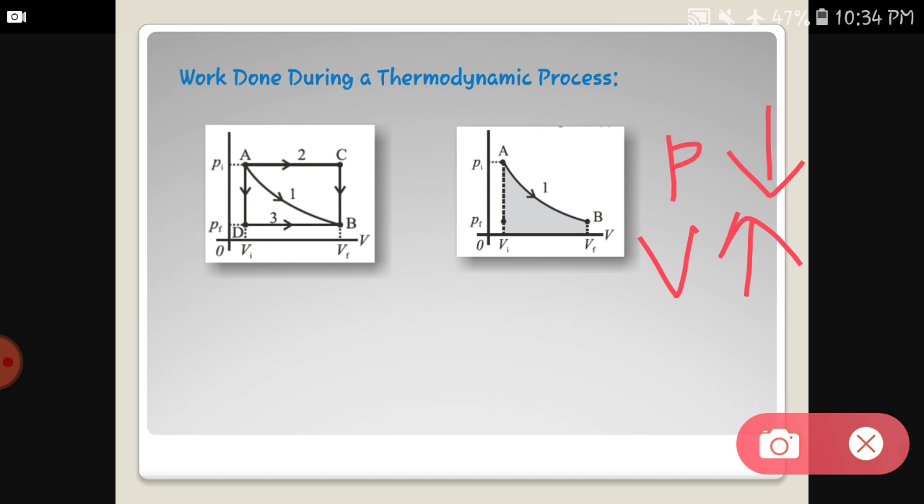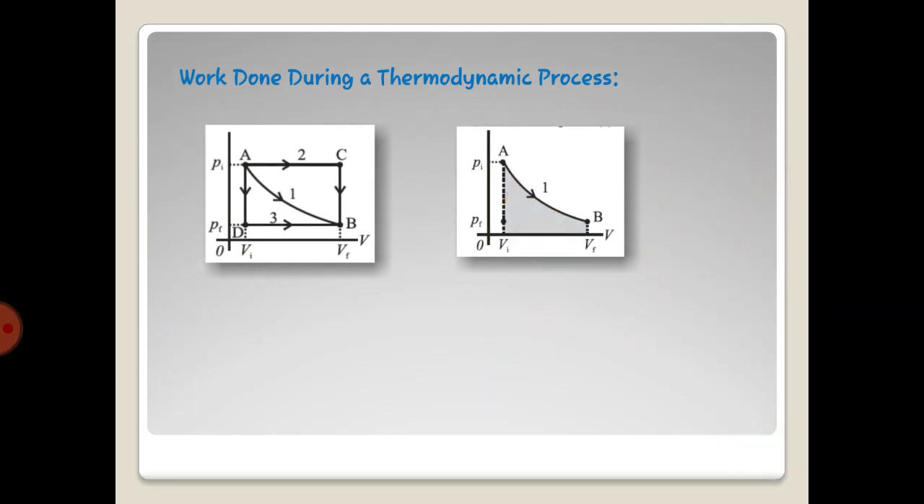And then as volume increases, so what will be work done? Work done will be positive. And how can we give the value of work done? As we have seen in PV diagrams before this, that will be the shaded area under the curve. So all the shaded area under the curve AB is nothing but work done by the system. Okay, so this is the simplest curve which we have studied right now.